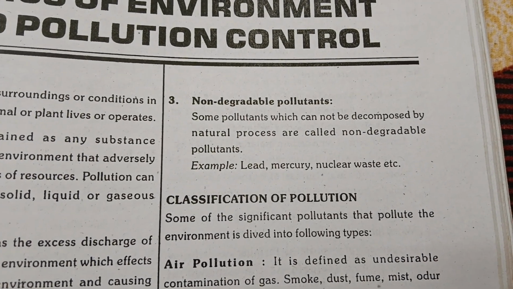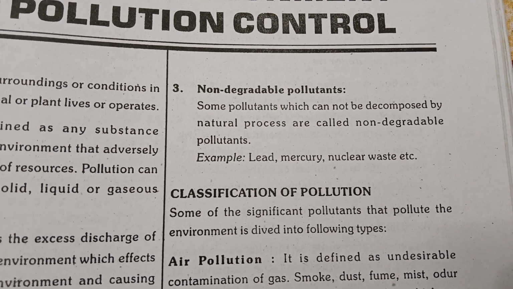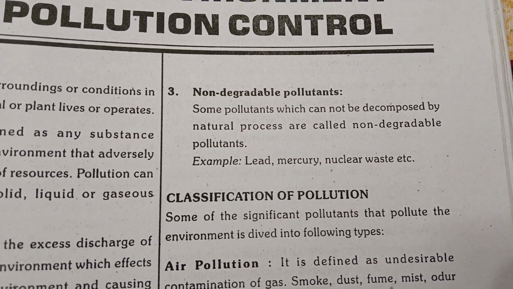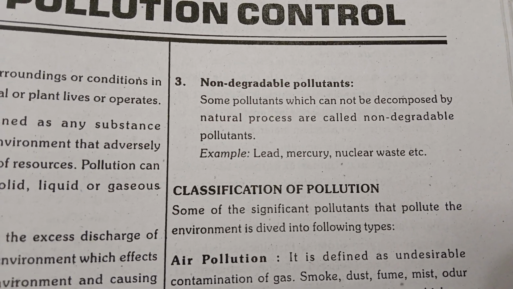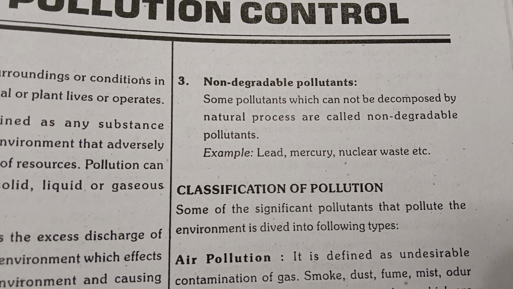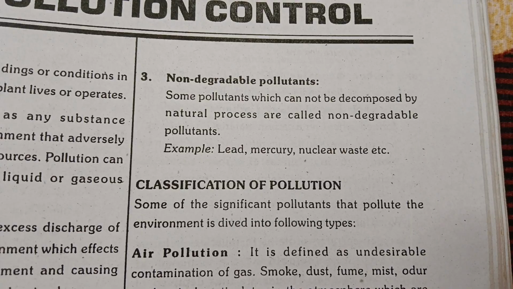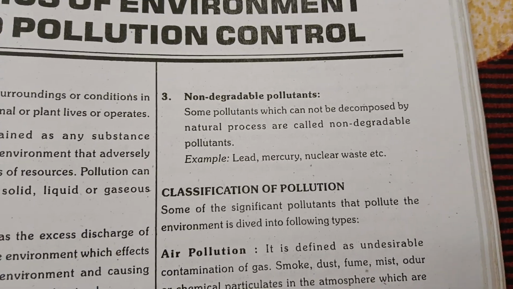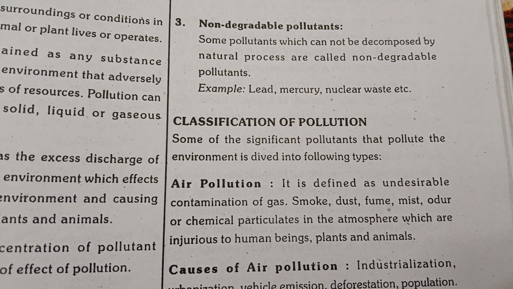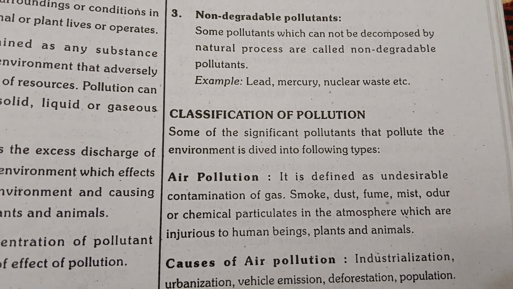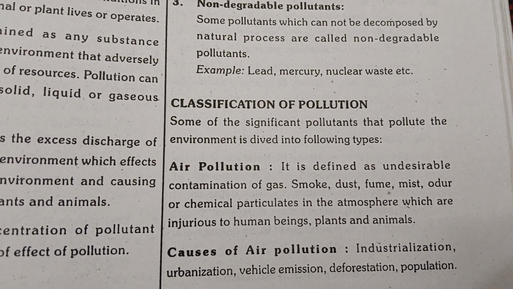Third one, non-degradable pollutants. Some pollutants which cannot be decomposed by natural processes are called non-degradable pollutants. Example, lead, mercury, nuclear waste, etc. Classification of pollution. Some of the significant pollutants that pollute the environment are divided into the following types.